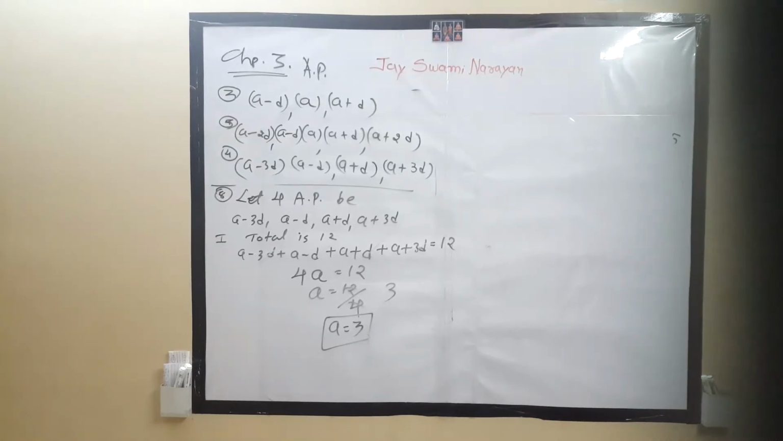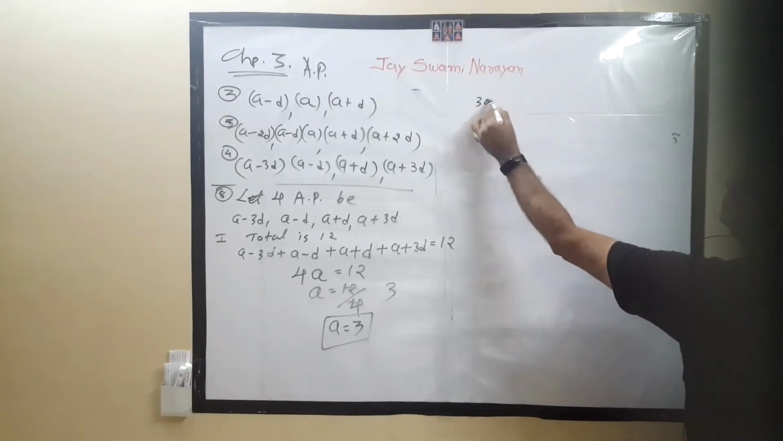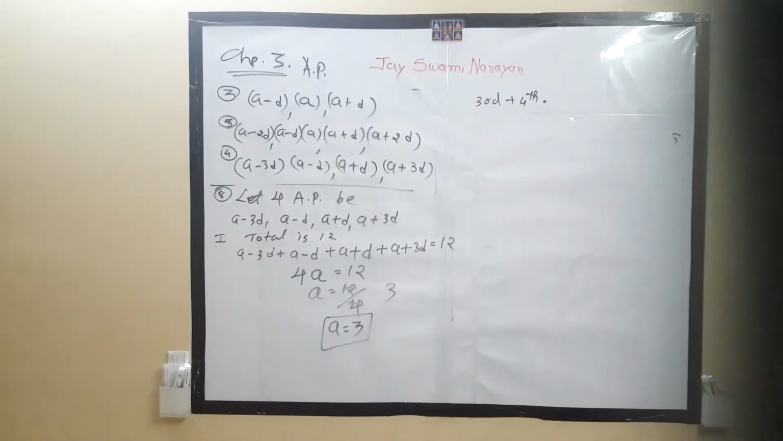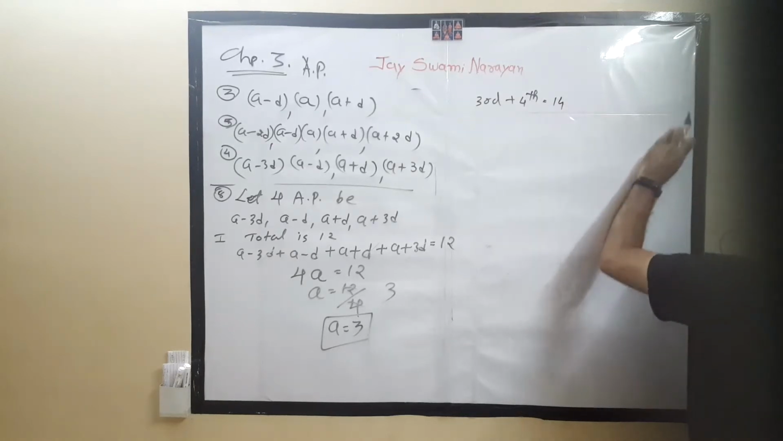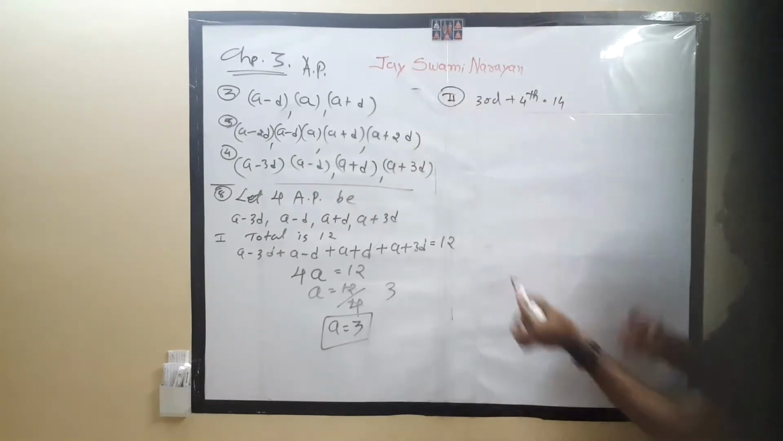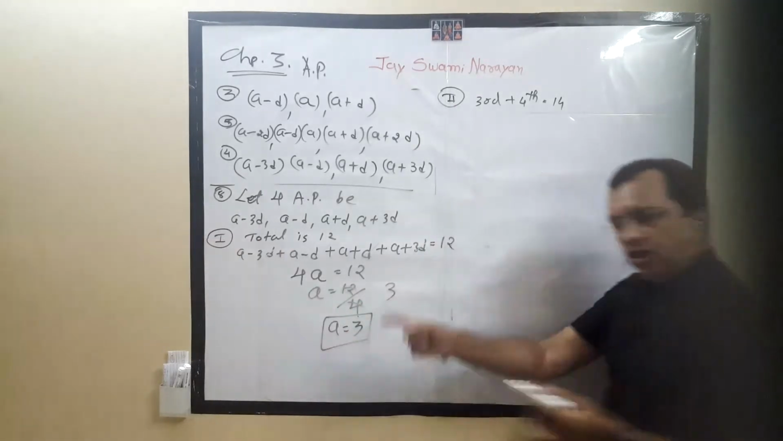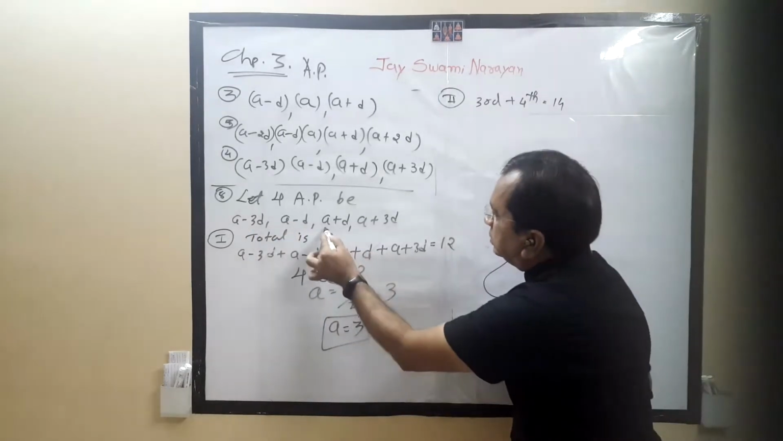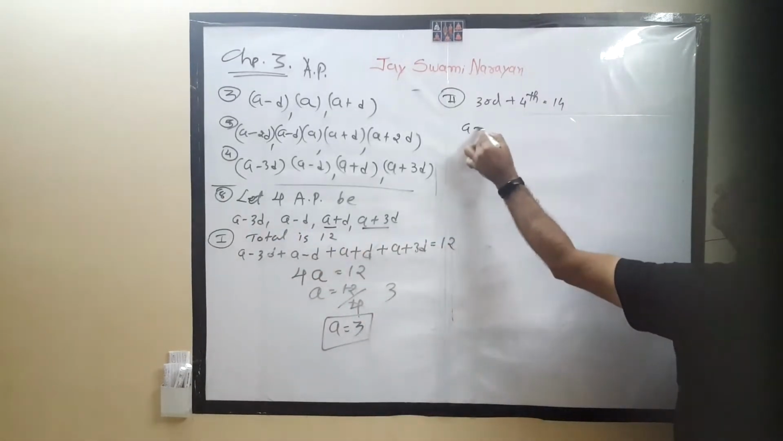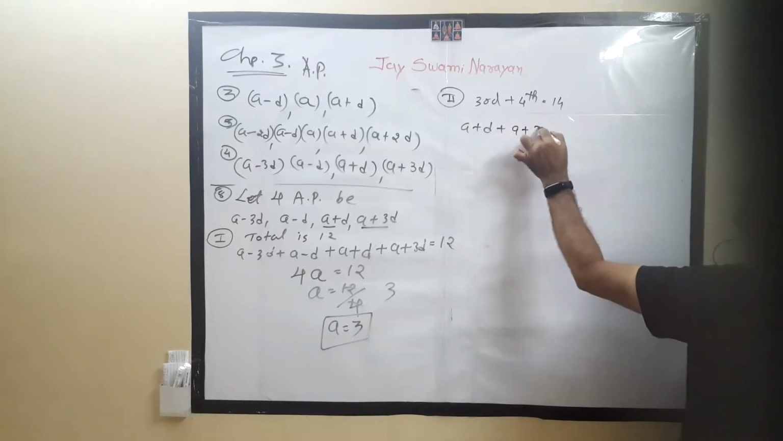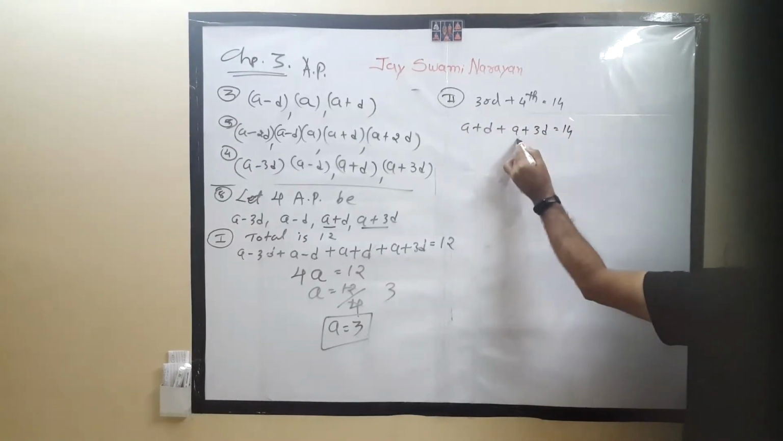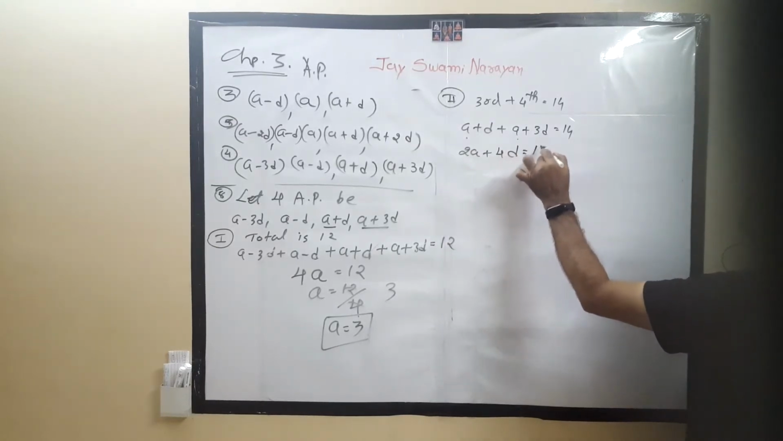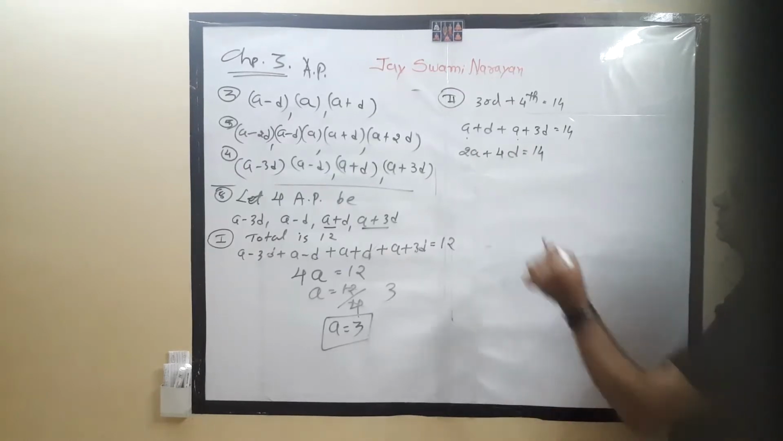Now next, second is given. Sum of third number and fourth number. Third plus fourth is equal to 14. Condition number 2, correct? This is the first condition, total of all. Now the total of third and fourth, that is first, second, third and fourth. So A plus D plus A plus 3D is equal to 14. A plus A is 2A plus 4D. Correct? Now substitute.